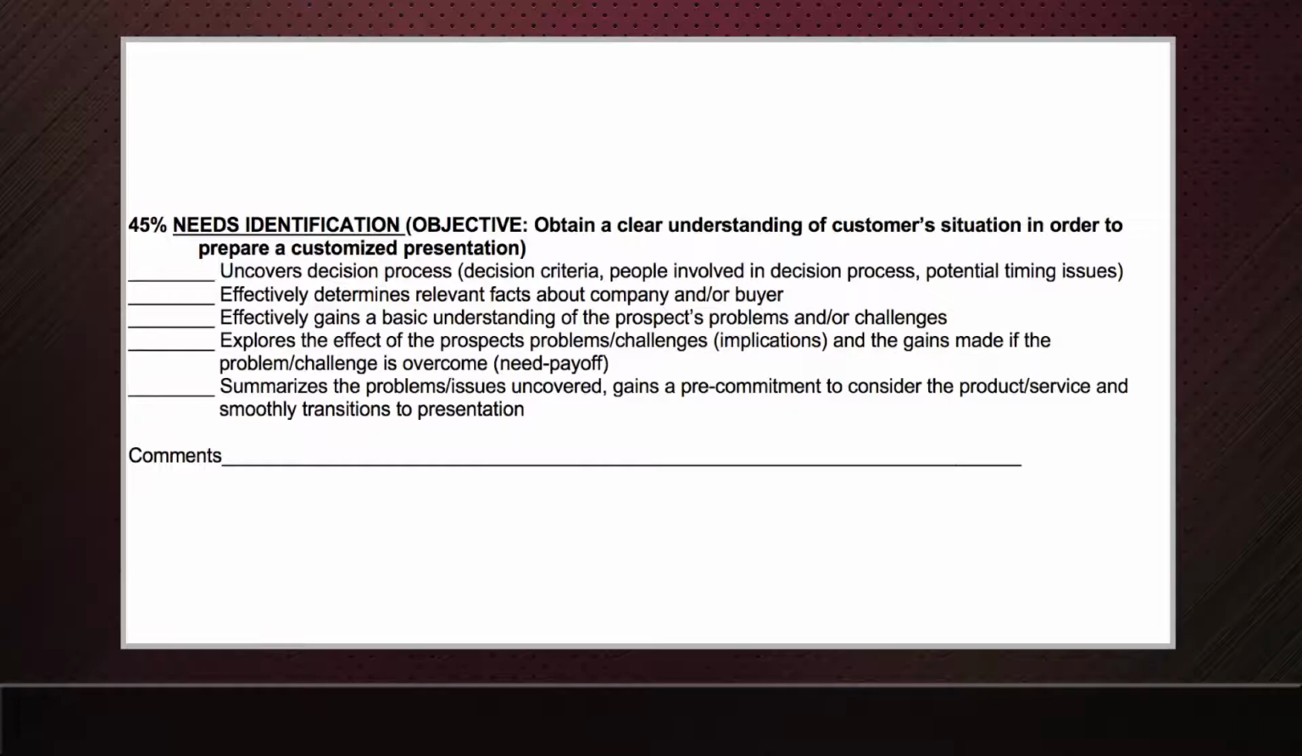The student should, at some point, get a good understanding of what the prospect's main issues or problems are. They should also ask about the effect of these problems. We sometimes call that pain. So, what problems or challenges arise because of the issues that they're having? And the student should also find out what gains could be made if the prospect could alleviate these issues. Finally, the student should summarize what they've uncovered and ask the customer if, given these problems, they want to hear more about a potential solution. We call this gaining pre-commitment.